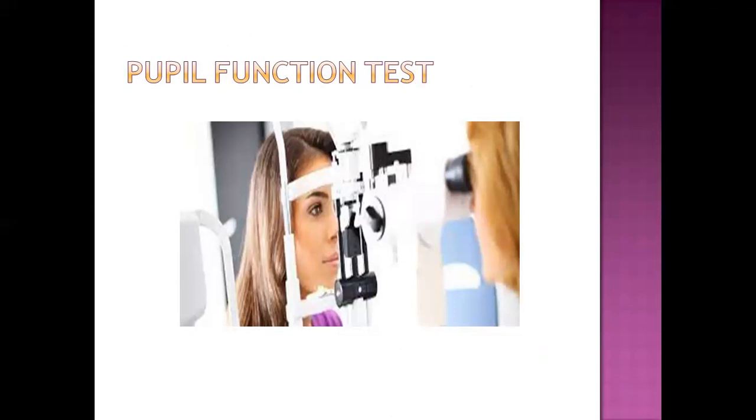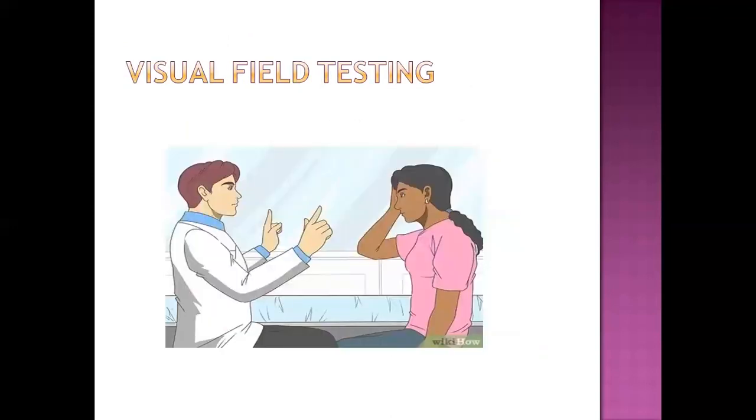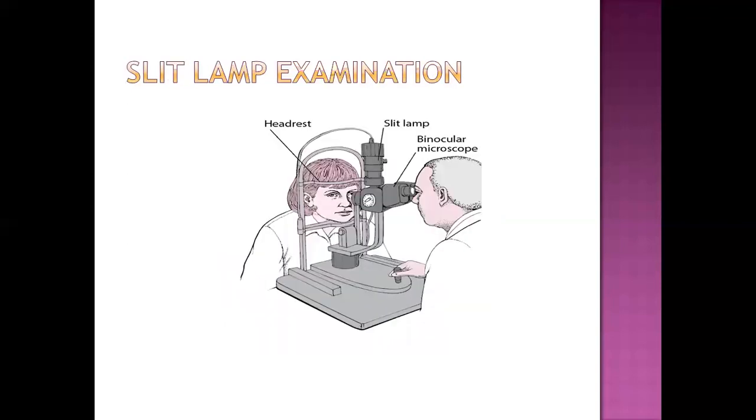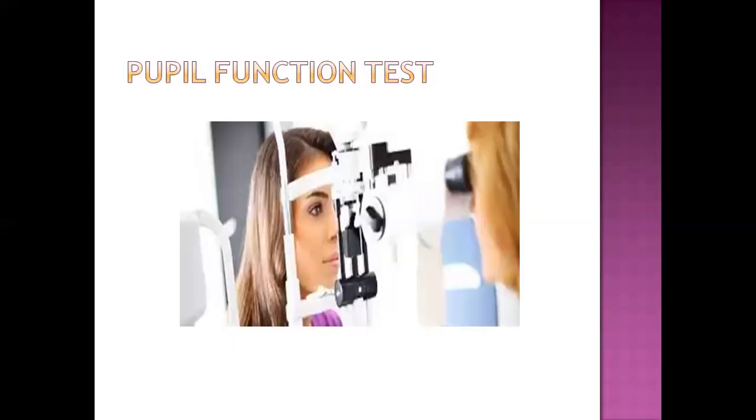Next test is pupil function test, visual field testing and slit lamp examination. These three tests were mentioned in the previous video. And as I mentioned in the previous video, the diagram for these tests will be shown at the end of second video. So as per my statement, these three are the diagrams for those three tests that were mentioned in the previous video. First is for pupil function test.